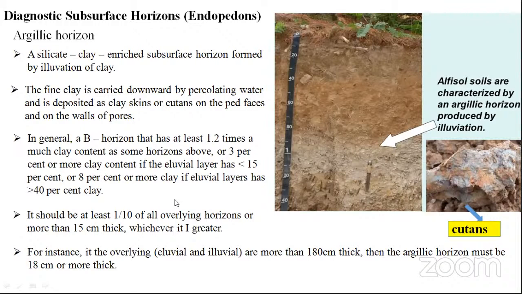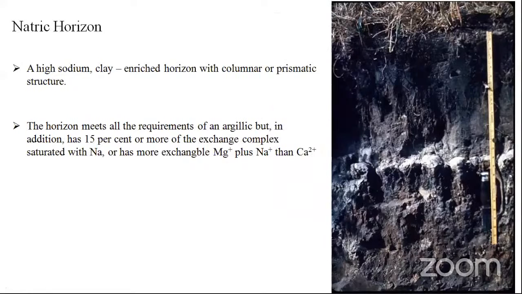Coming to the next one, students, it is called natric. It is sodium dominated. There will be high sodium. How will you remember? What is the symbol for sodium? Na. Sodium is like this, you should remember like this. This is a highly sodium clay enriched horizon with a columnar and prismatic structure. You can see all those things.